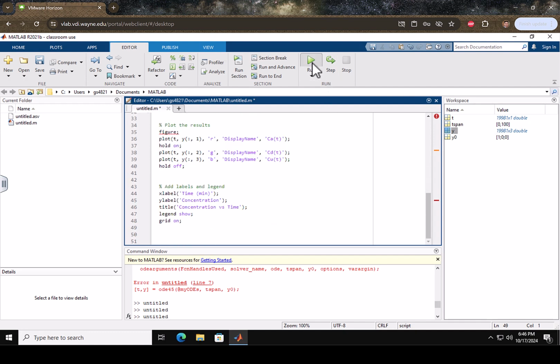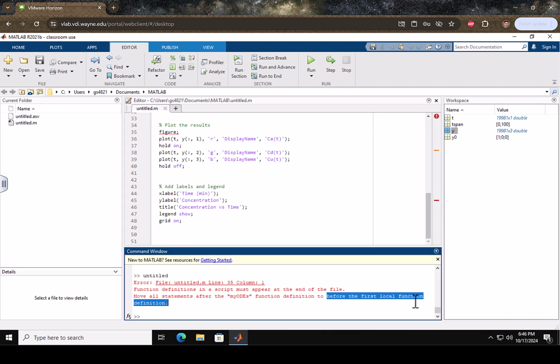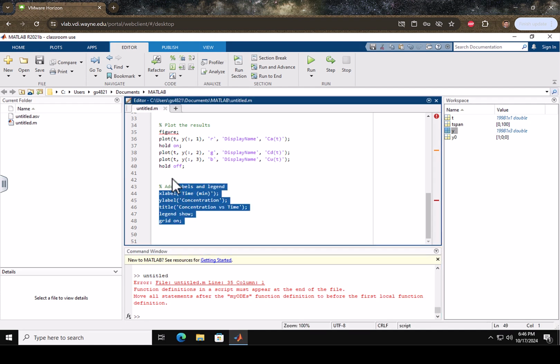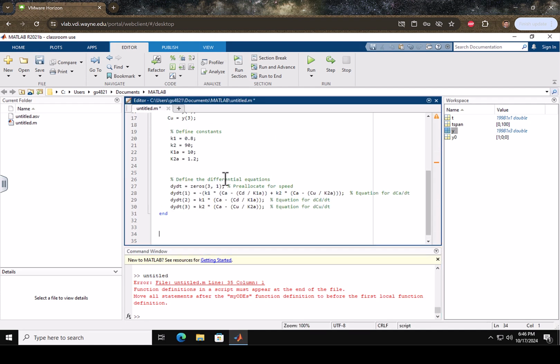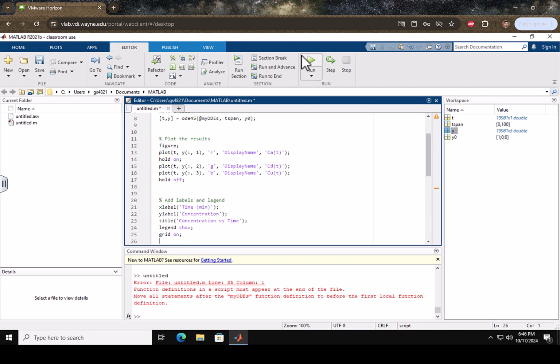So now that we have this here, let's click run, and we get an error. The only thing this error is telling you is that we have to put it in front of the function. So function definitions in a script must appear at the end of a file. Move all statements after to before. Okay, so it has to be before the first local function definition. So that's easy enough. All we're doing is we're taking this, getting out of it. So here's the first function definition, right? So what we're going to do is we're going to plug it right into here, and then see what we get now.